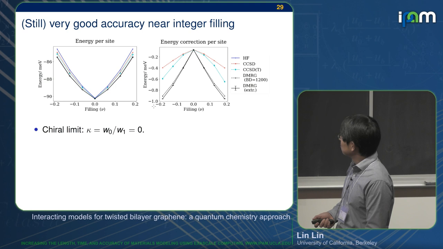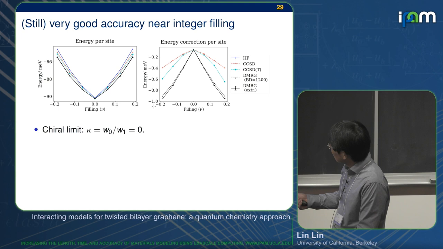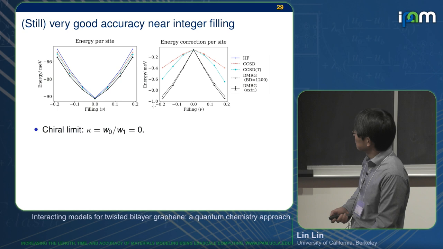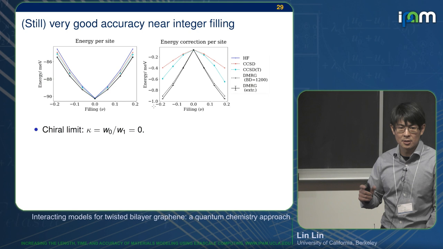But very few things are known about non-integer filling. So we went ahead to do non-integer filling calculations. These calculations are actually pretty tough, because they are very hard to converge. One of the most difficult cases I've seen in converging Hartree-Fock calculations, there are numerous local minima.